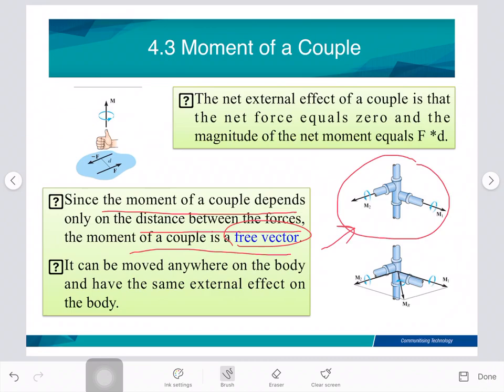And this figure means that it can be moved anywhere on the body and have the same external effect on the free body. So this one we have couple moment 1, this one is couple moment 2, and this is the resultant moment. That is why the resultant moment of the couple is equal to M1 plus M2.